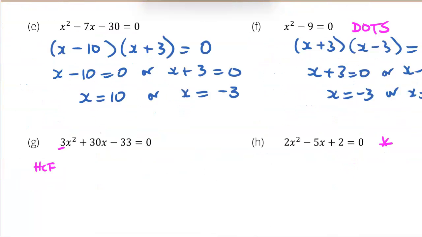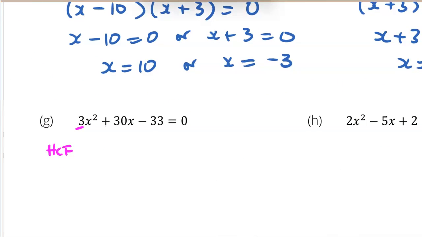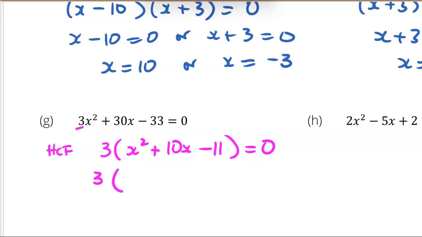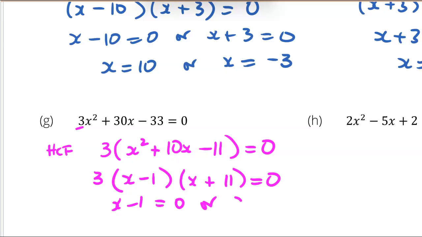This one, highest common factor, what is it? When we do this one, 3 has to come out first. And so then we've got two numbers that multiply to give negative 11 and add to give 10. So x take 1 equals 0 or x plus 11 equals 0. So x is negative 11 or x equals 1.